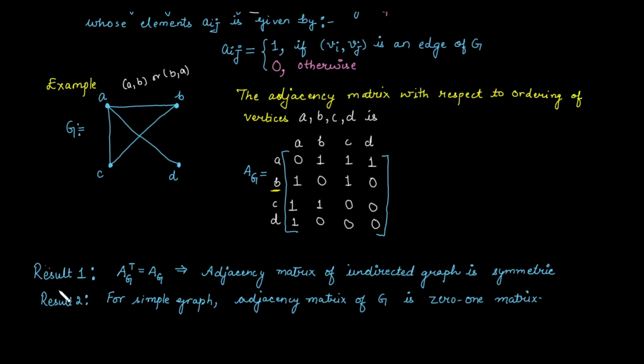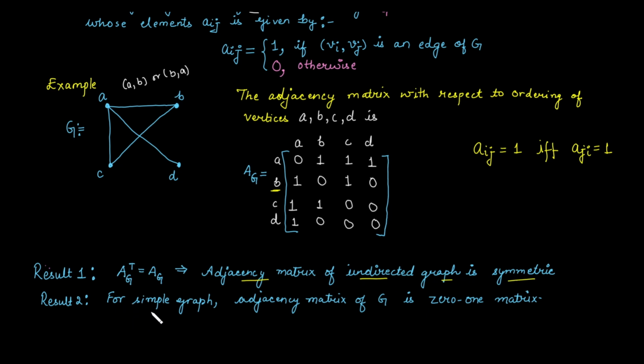Now there are two remarks in this case. We know that if there is an edge between vertex A and B, we can read it as A comma B or B comma A. Aij entry is equal to 1 if and only if Aji is equal to 1, means its reverse position is also equal to 1. So you can observe that this is the condition for a symmetric matrix. So in this case, we get A transpose is equal to A. So we can conclude that the adjacency matrix of an undirected graph is symmetric.